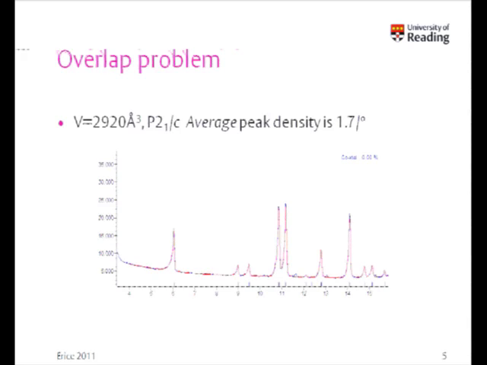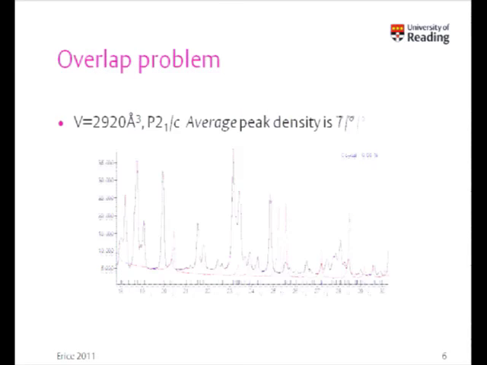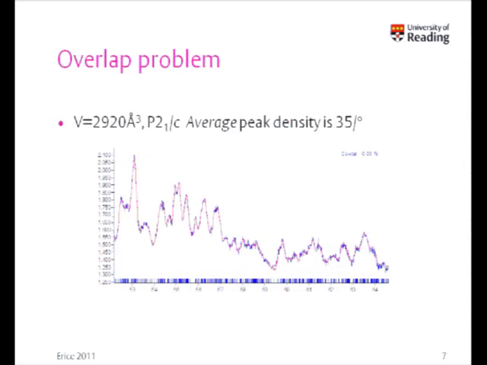So I took a typical, in quotes, organic unit cell, P21 over C, with a volume quite large actually, of about 3,000 cubic angstroms. And if you look at the average peak density over the low angle region for this material here, it's less than 2 peaks per degree. Move a little bit up to the mid-range, the average density has moved up to about 7 per degree. And by the time you hit the end region, we're looking here from about 50 out to 65 degrees.